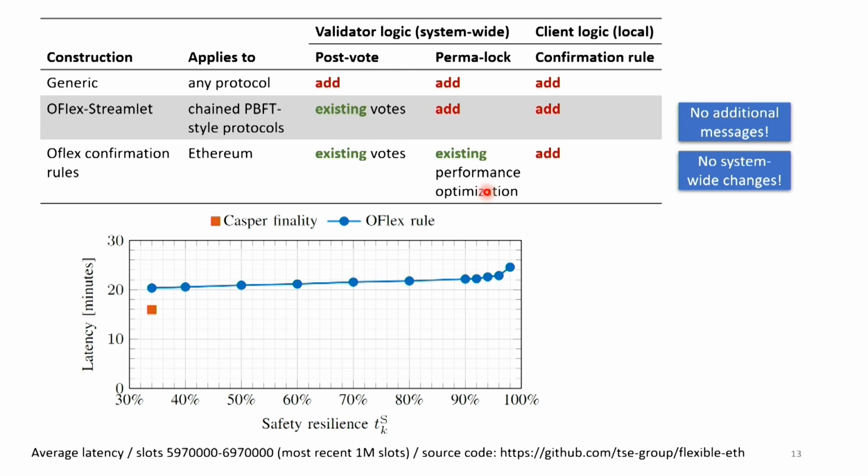And so we made a proof of concept implementation of a client that uses its subjective confirmation rules. The practitioner's perspective here is that as you increase safety resilience, you suffer confirmation latency on average, but it's not too much more. And I want to emphasize that this is ready for adoption because you need no system-wide changes on Ethereum, so clients can right away choose to adopt these new confirmation rules and they get higher safety.